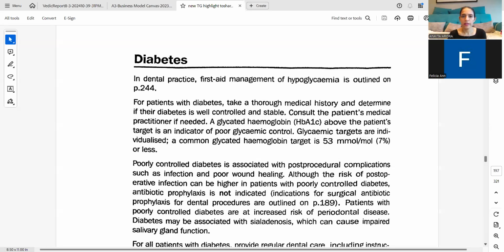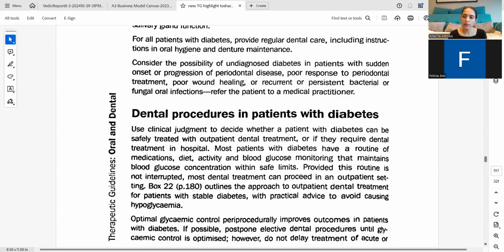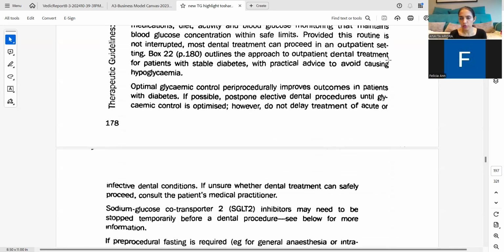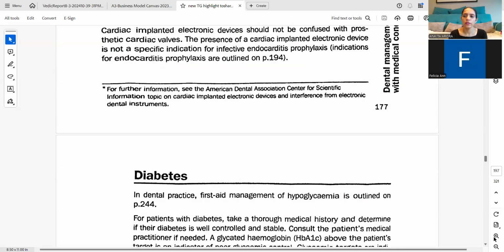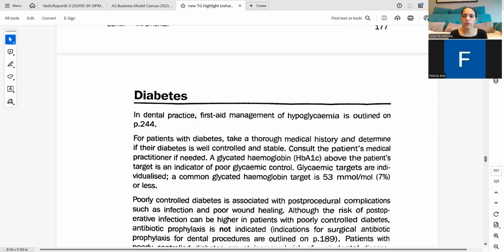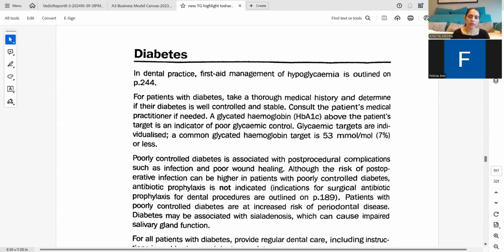We will be beginning the next topic in medically compromised patients, diabetes, from page number 178 of Therapeutic Guidelines. Diabetes, as a general person knows, is an increased amount of blood sugar in the body. And first-stage management of hypoglycemia, which is the commonest emergency in diabetic patients, we will be covering in the medical emergency parts.